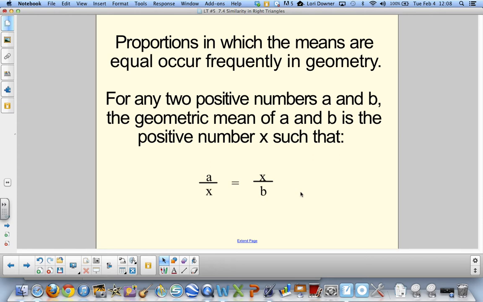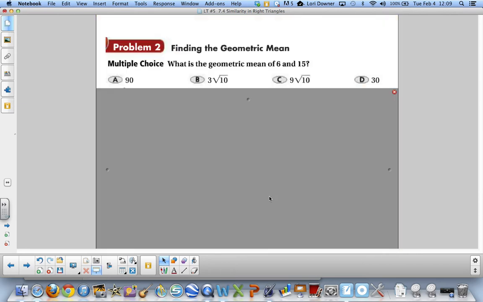Proportions in which you have the means and the extremes, in which the means are equal, occur frequently in geometry. For any 2 positive numbers a and b, the geometric mean of a and b is the positive number x such that, so this right here, the means, is going to be the same. So we've got a is to x as x is to something else. So this allows us to find a geometric mean between 2 values.